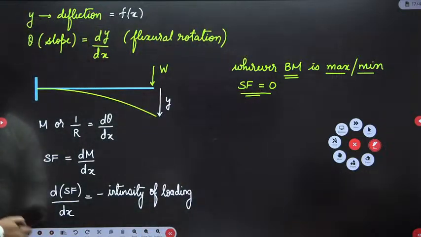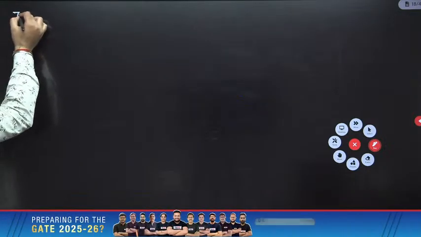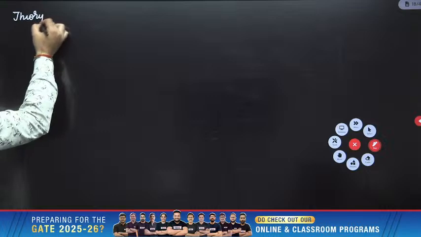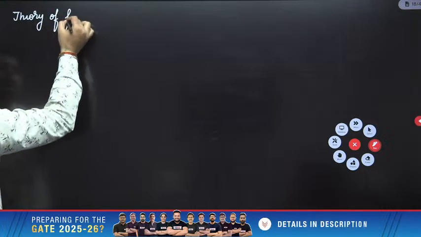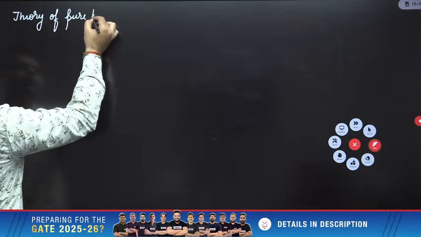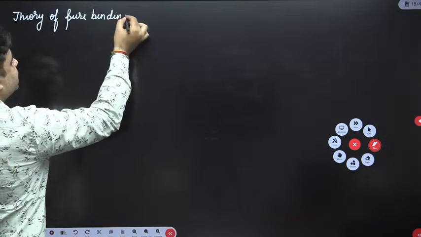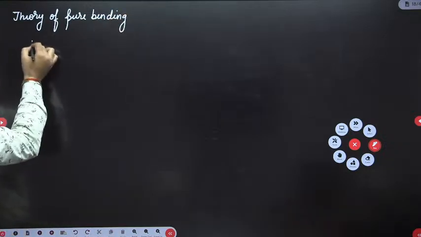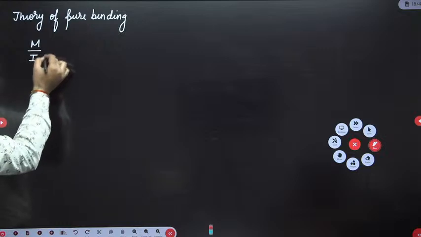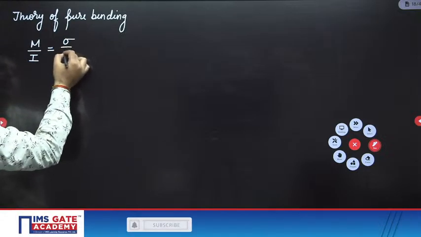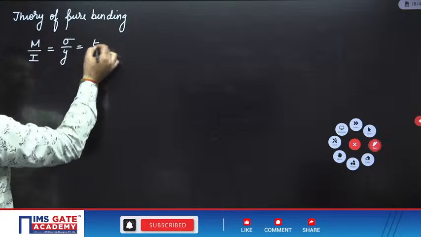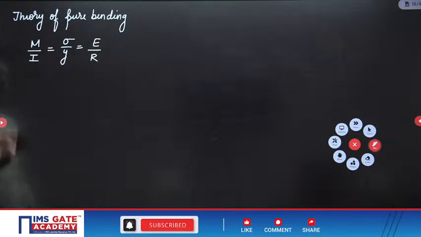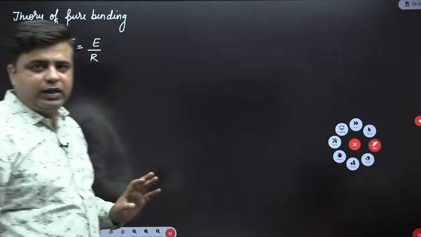Chalo. After this, you have the theory of pure bending. As per theory of pure bending, you have this fantastic equation: M upon I is equal to sigma upon y is equal to E upon R.